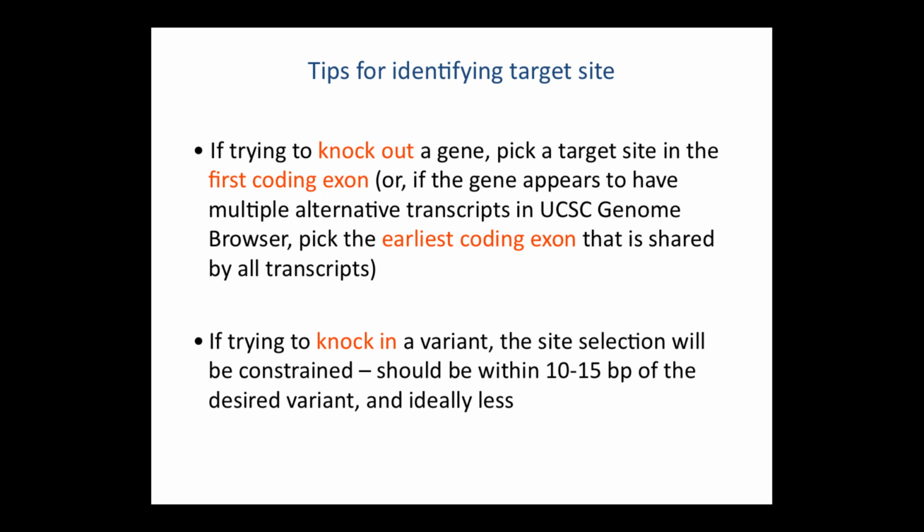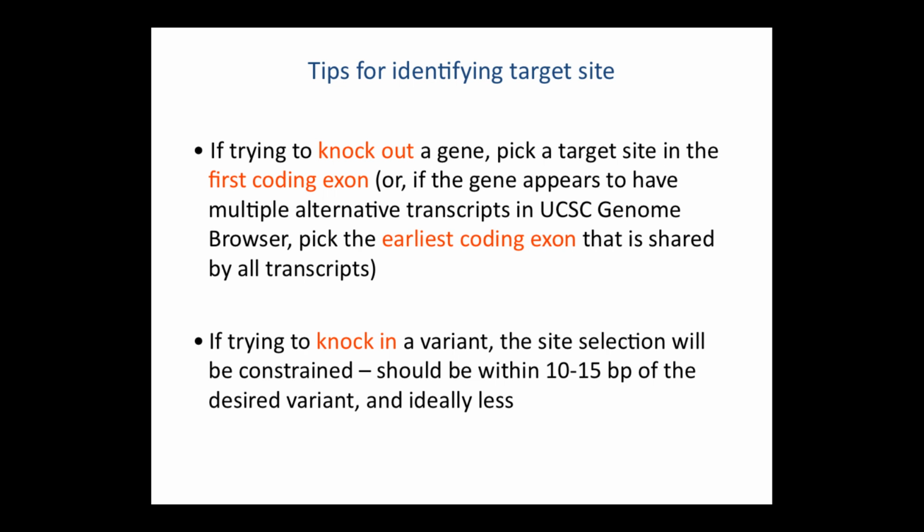Sometimes, however, this may not work if the gene in question has alternative start sites or alternative splicing of exons. It's always worth checking in the UCSC genome browser to see what gene transcripts have been identified, and if there is a lot of heterogeneity among the transcripts, with differing start sites or splicing patterns. It's best to target the earliest coding exon that's shared by all of the transcripts.